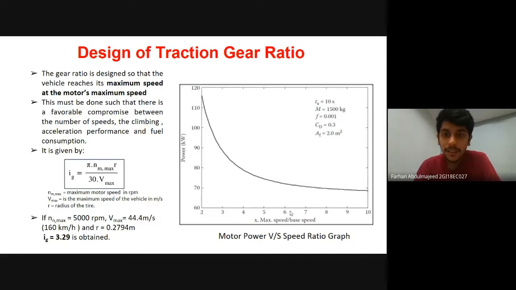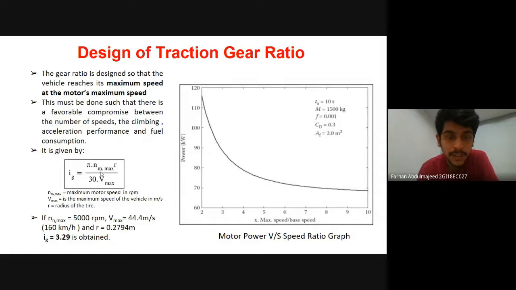Now, to calculate the gear ratio in a vehicle, we have used this formula: IG equal to pi nm max, where nm max is the maximum motor speed in RPM.